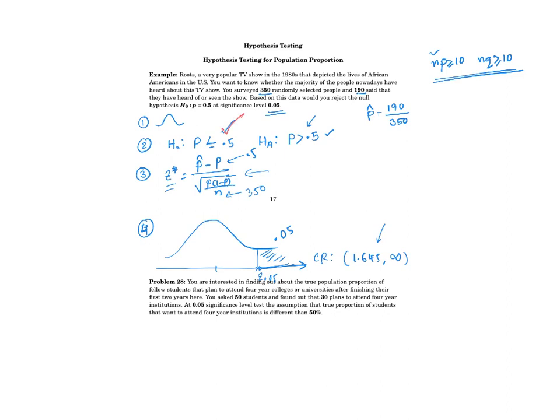On the other hand, if the test statistic that you calculate is not in this region, you do not reject the null hypothesis. That means you do not reject that the proportion of people who have heard of this show is less than or equal to 50% or 0.5. So that's what it is. This process that I just described is very standard, and you'd be doing the exact same process for all of the problems involving hypothesis testing.